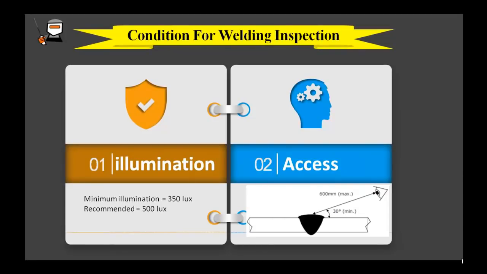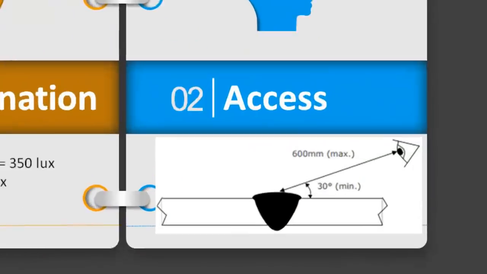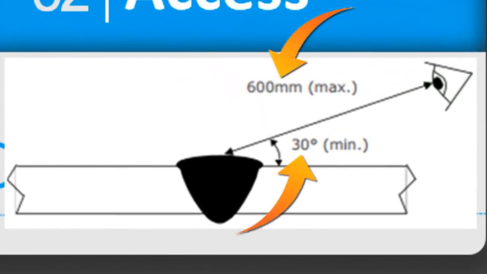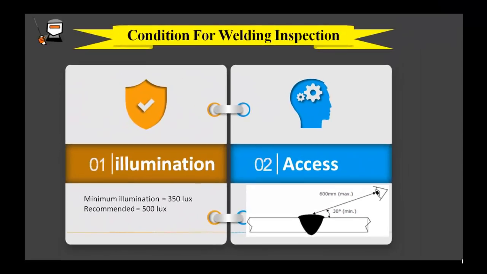Access to the surface for direct inspection should enable the eye to be within 600 mm of the surface being inspected, in a position to give a viewing angle of not less than 30 degrees. Note these 2 points, 600 mm distance and 30 degrees, for the exam, they can ask you. Proceed to the next slide.